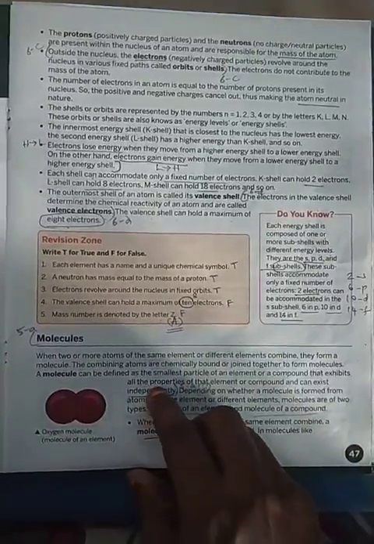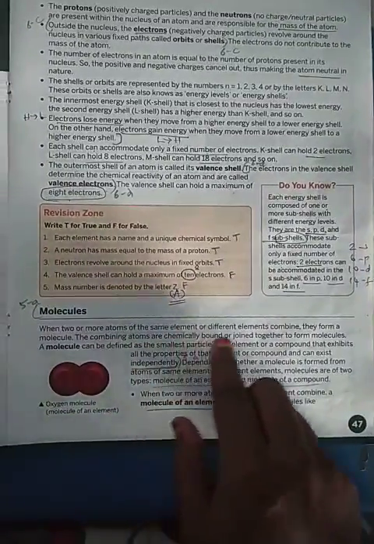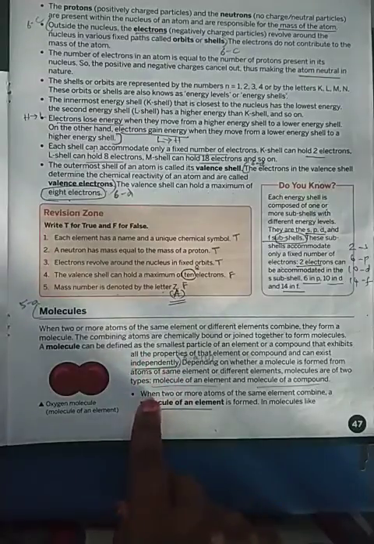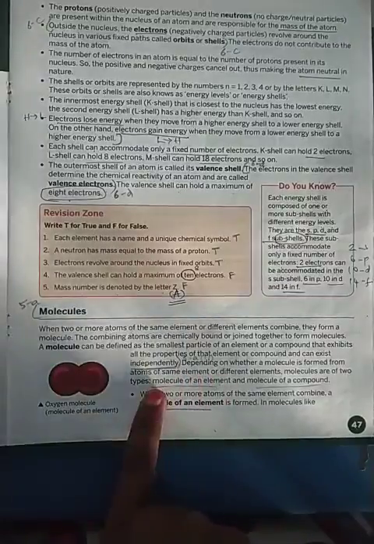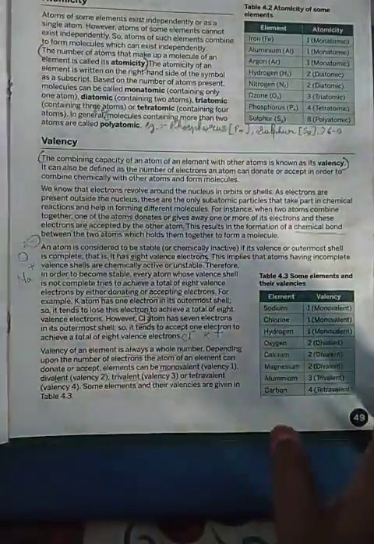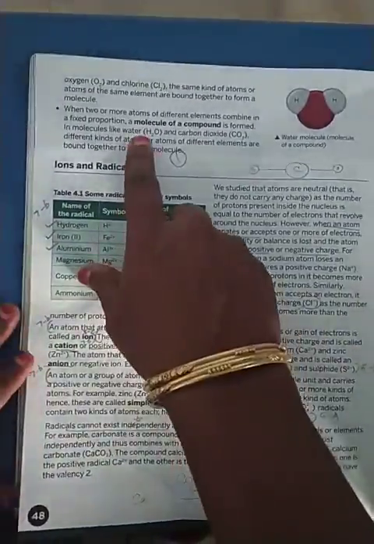Okay, coming to molecules. When 2 or more atoms of the same element combine, that is called a molecule, and it can be of the same element or of different elements. If it is of the same element, it is called molecule of an element, and if it is different elements, it is called the molecule of the compound.